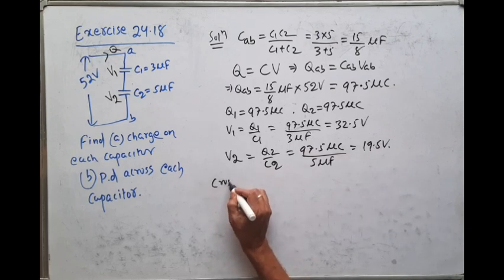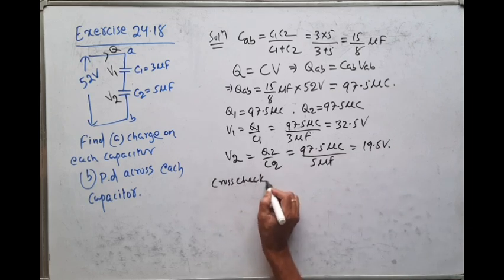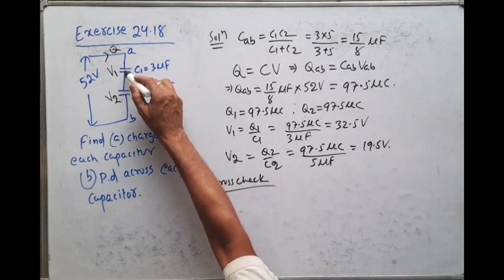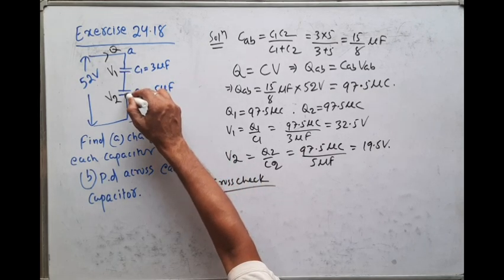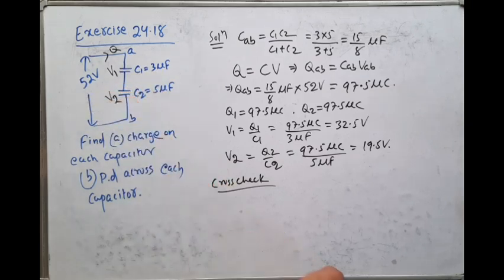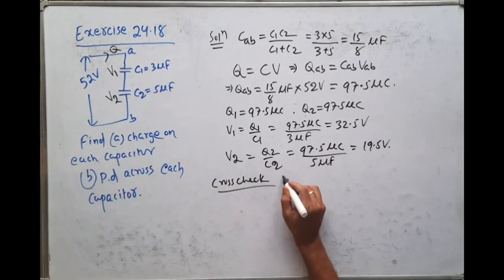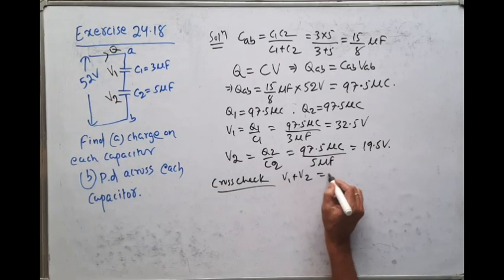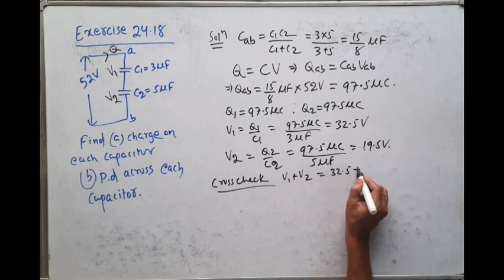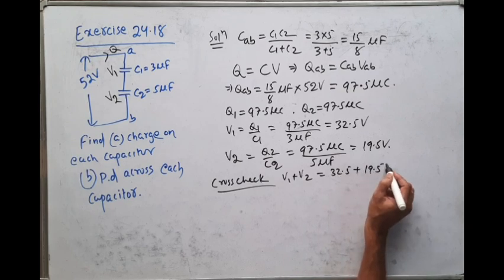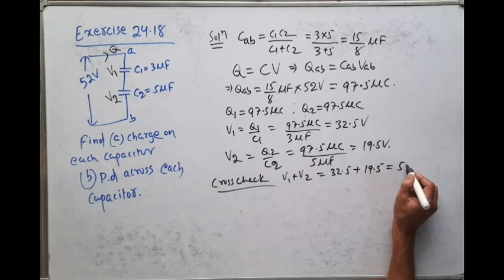Just cross check whether your answer is correct or not. The voltage across this plus the voltage across this should be equal to the total supplied voltage. So V1 plus V2, V1 is 32.5, V2 is 19.5. If you add this, you will get 52 volt, which is equal to the supply voltage.